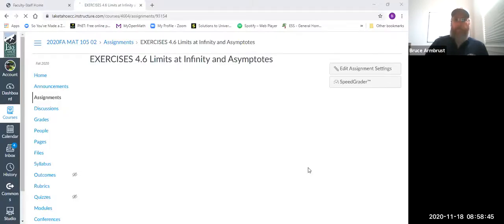So these are the limits at infinity and asymptote section. All right, so hopefully you guys can see my screen as it's still pulling up.